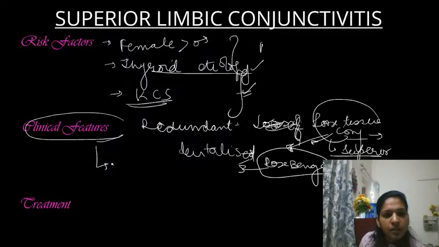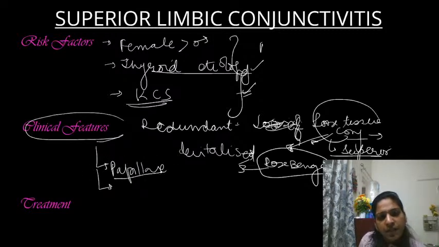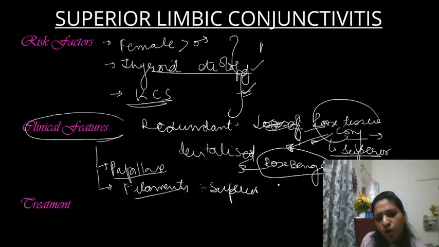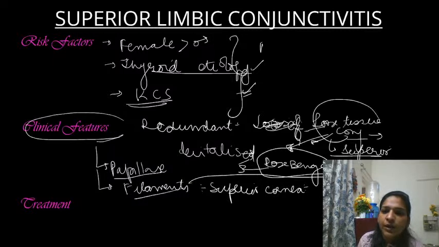The patient can have papillae over the upper eyelid, the patient will have a redundant conjunctiva, and the patient can have filaments over the superior cornea due to the constant rubbing of the lid over the conjunctiva and cornea. So what are these filaments made up of? These filaments are made up of epithelium and mucus. Their one end is attached to the cornea.